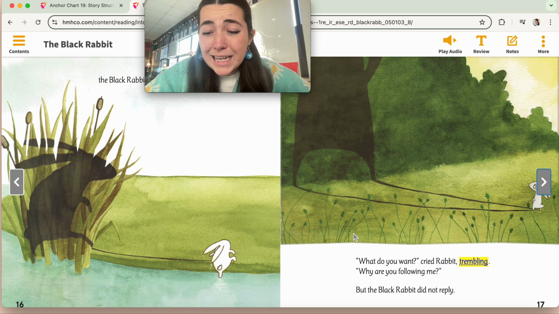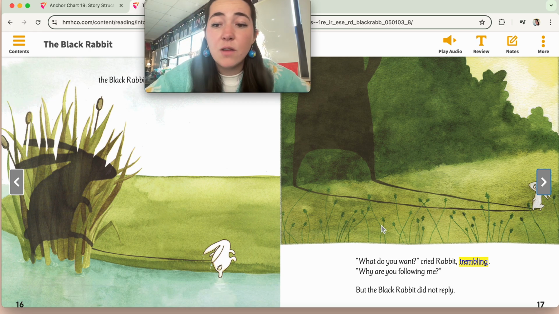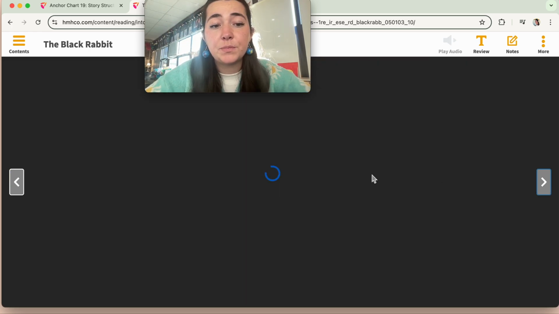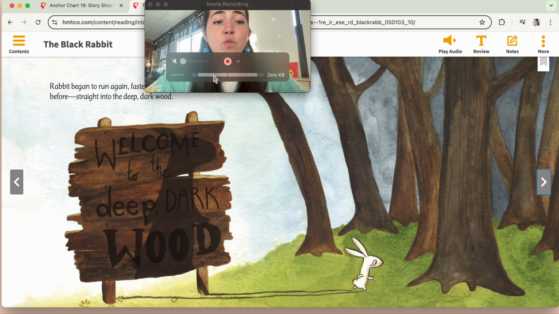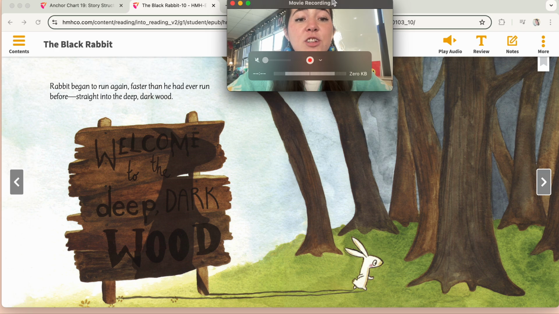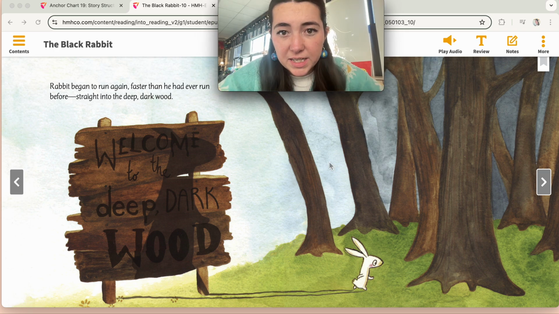"What do you want?" cried Rabbit, trembling. "Why are you following me?" But the Black Rabbit did not reply. Rabbit began to run again, faster and faster than he had ever run before, straight into the deep, dark wood.